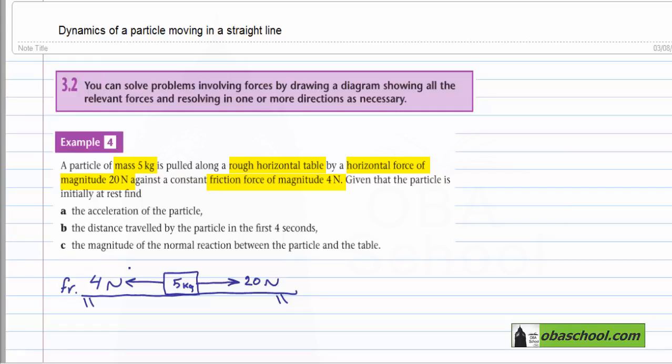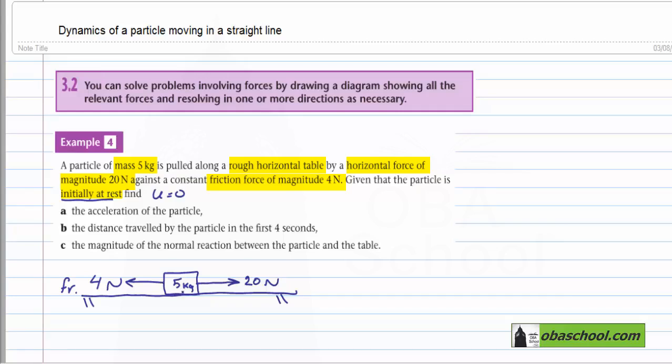Then the statement continues as follows. Given that the particle is initially at rest, meaning that the initial velocity before starting pulling is 0, so u initial is 0. This might be used later in this example, so we shall remember it for later use. And this is the given, so let's go and look further at the diagram before going into the parts of this example and check for other available forces to draw.